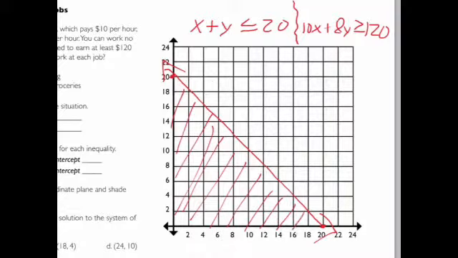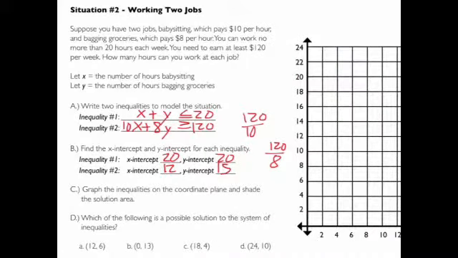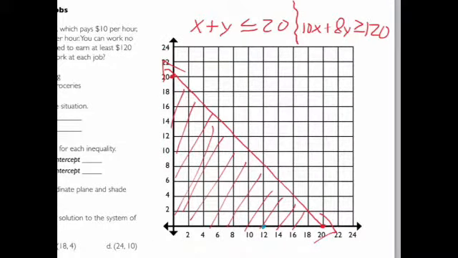And I'm going to graph the other one in a different color. I'll graph this one here in blue. The x-intercept for that was 12, and the y-intercept for that was 15. So now I have my x and y-intercept. I can draw my line. This one also is going to be blue. I mean, not blue, solid, because it can equal that.